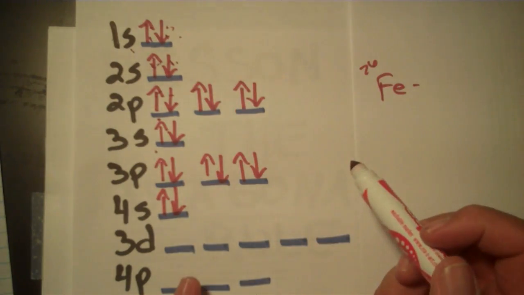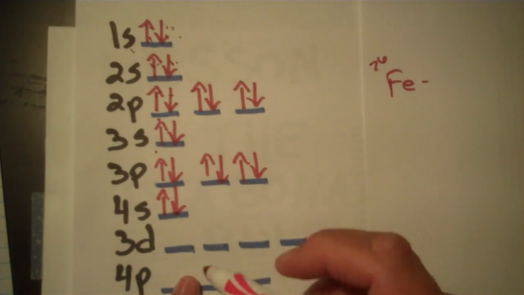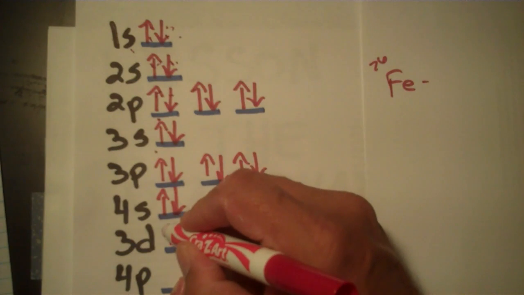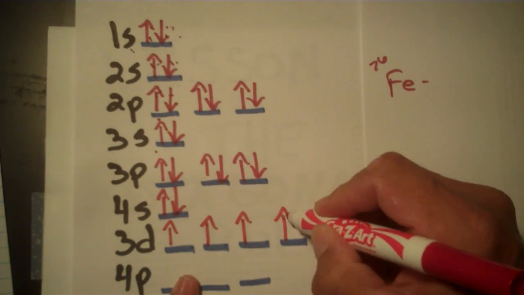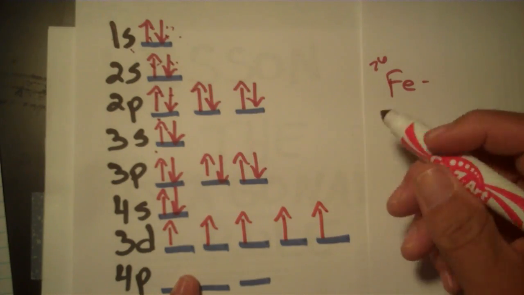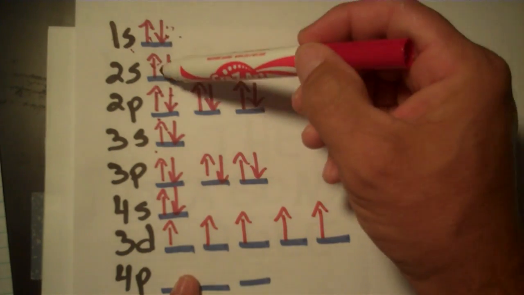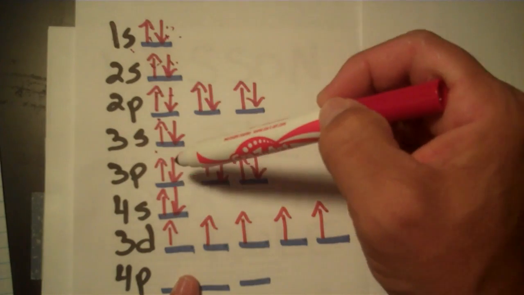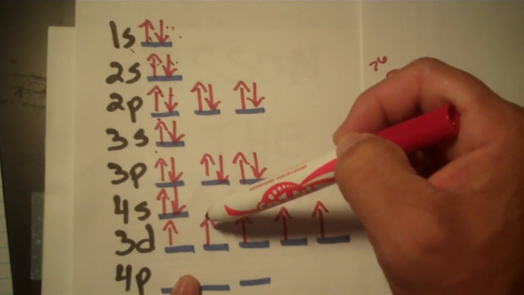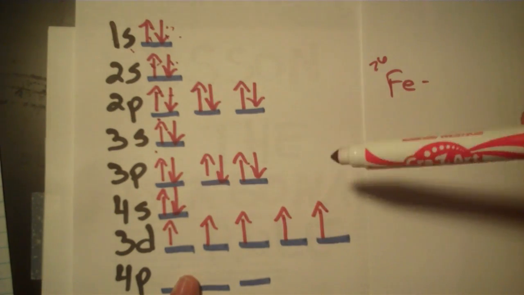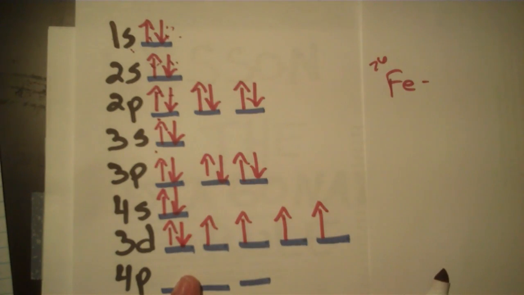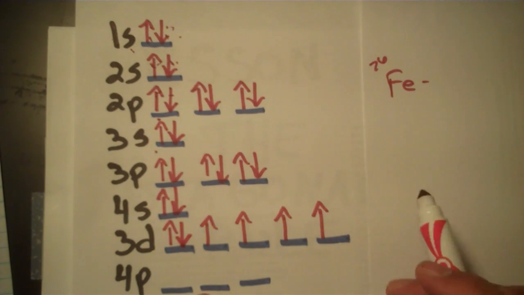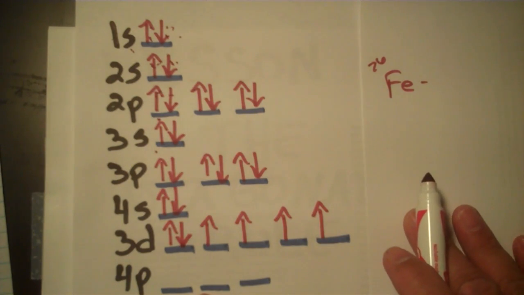I need 6 more. So I'm going to go to my 3D and I'm going to put one up, one up, one up, one up, one up. Let me count it again. 2, 4, 6, 8, 10, 12, 14, 16, 18, 20, 21, 22, 23, 24, 25. I'm going to come back here to this orbital and put a down. All right. So right now, this is my electron configuration for iron.